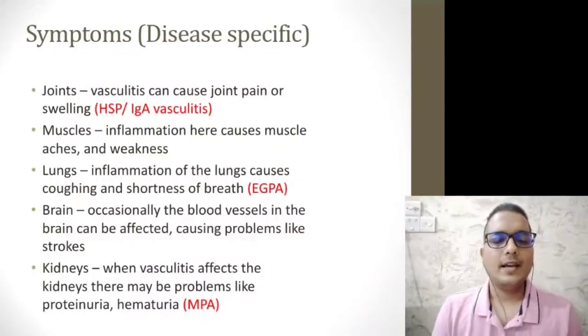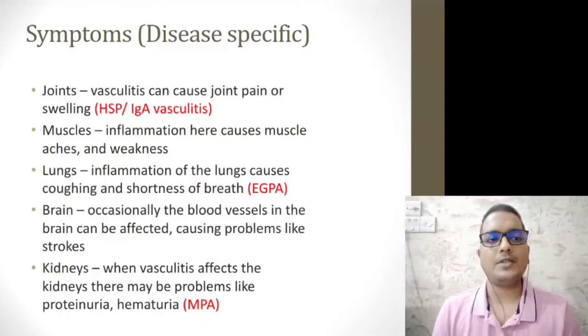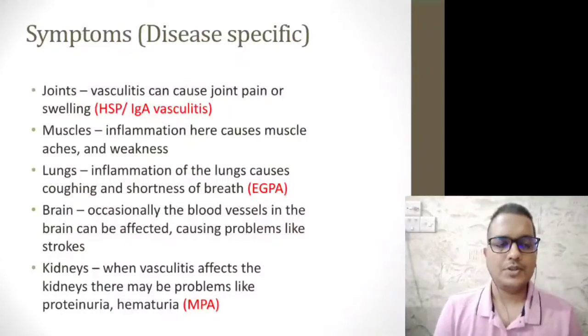Kidneys are generally involved as they are the most vascular part of our body. Whether there is immune complex formation, the immune complexes will go towards the kidney and get deposited in the glomerulus. So it will cause symptoms like glomerulonephritis. The most common disease we need to know is microscopic polyangiitis, where the kidney involvement is the most important thing. So these are the general symptoms.